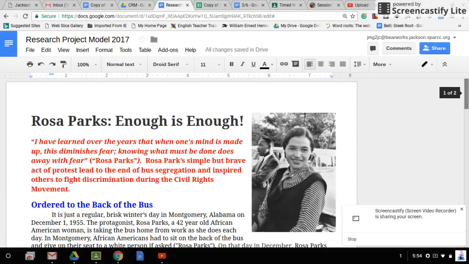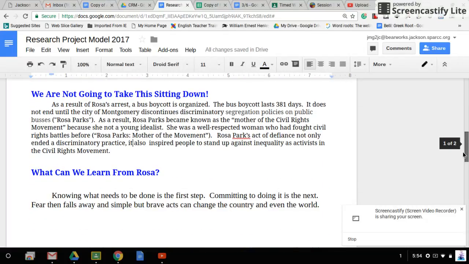I will put this in Google Classroom so you can continue to refer to the sample. You'll see something I didn't point out. Here's where I pulled in my next source, Rosa Parks, Mother of the Movement. And because it started with Rosa Parks and this one started with Rosa Parks, I thought I might be in trouble. But luckily, it had Mother of the Movement as part of the title.